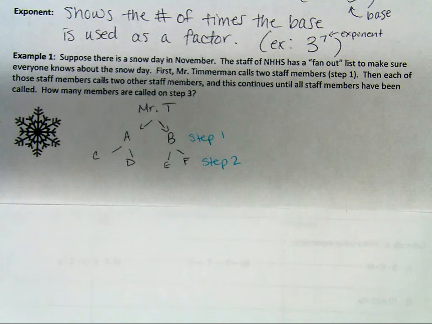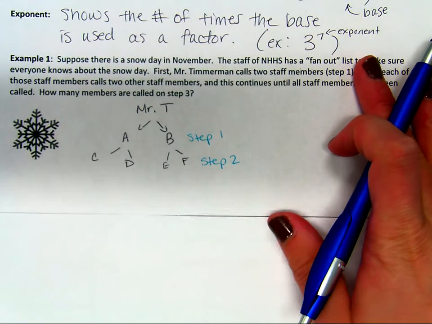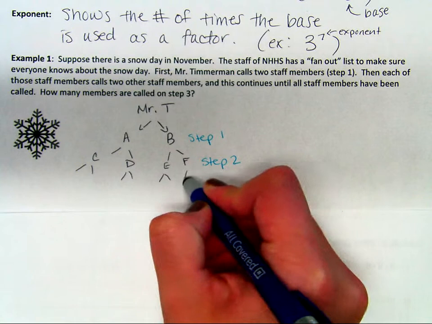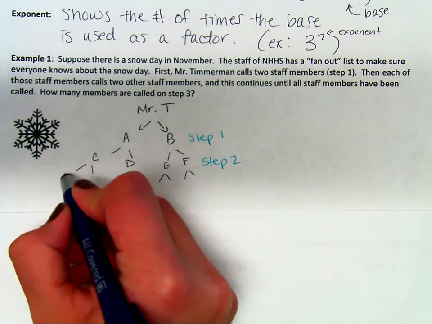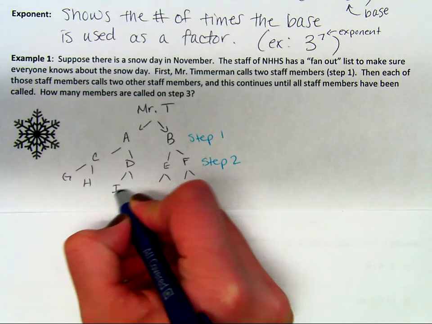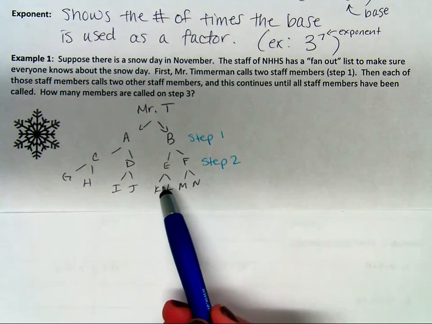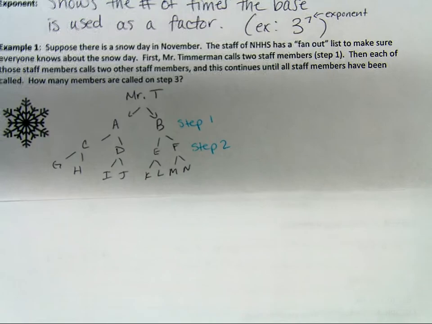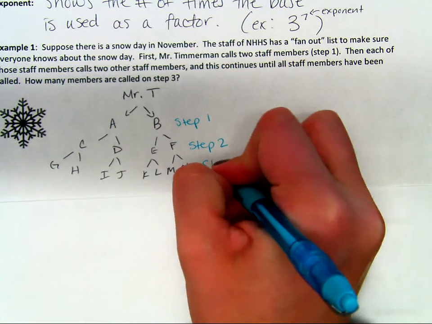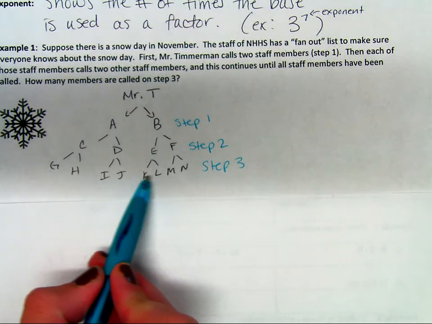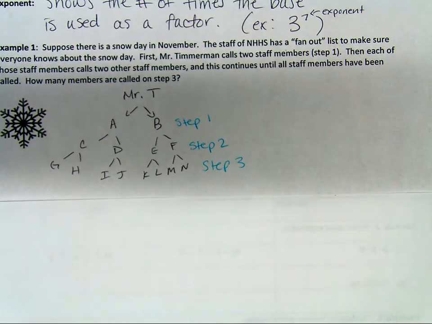And we want to know how many members are called on step 3. So each of these people are going to call another 2 people. So each of those people calls another 2. That is our step 3. And if you count up the number of people that are called, you get 1, 2, 3, 4, 5, 6, 7, 8 people. So that's how many people are called.